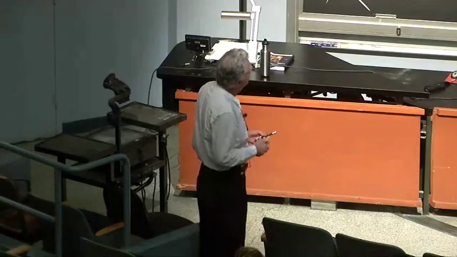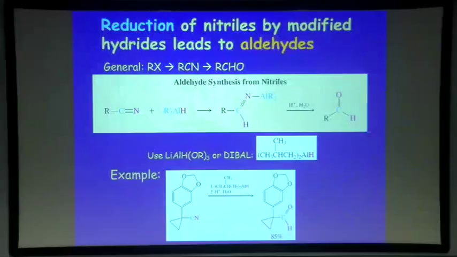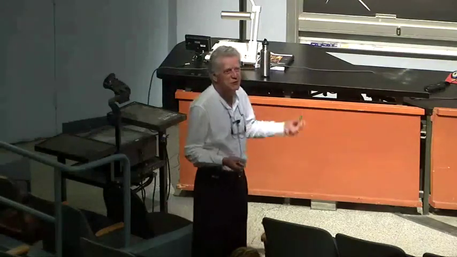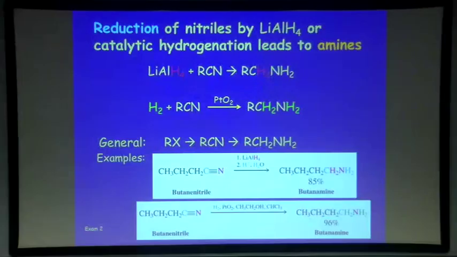So here's an example. This cyclopropane nitrile, which is reasonably sensitive, with DIBAL gives you the corresponding aldehyde in good yields. So this is now with modified, more selective, less reactive hydrides. What happens if we do the usual atomic bomb on it? Well, when you do that, it goes all the way to the amine. So it just grinds right through.